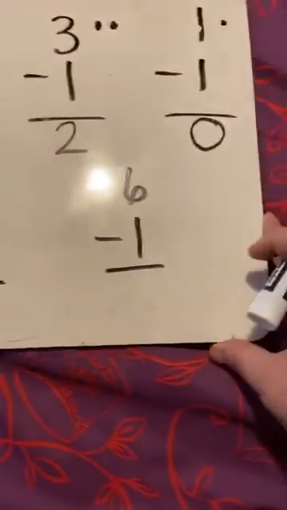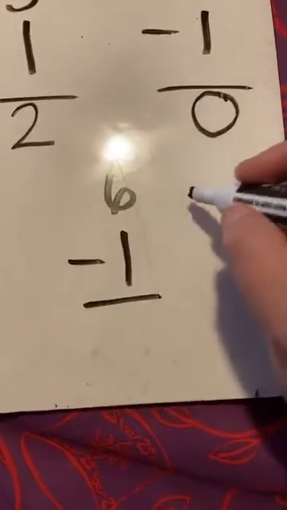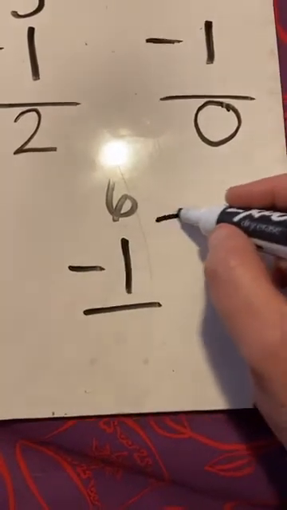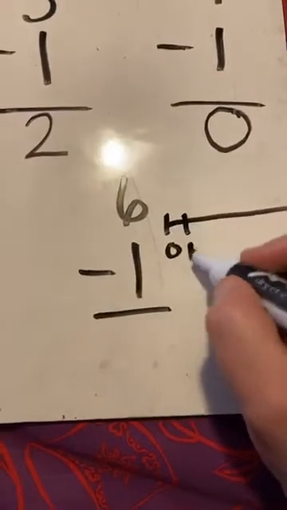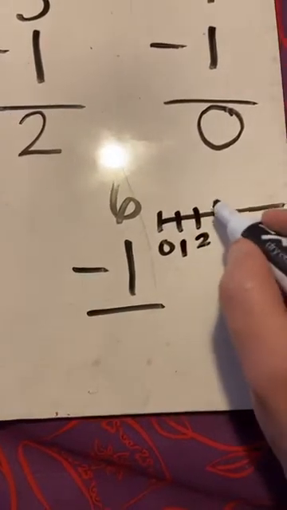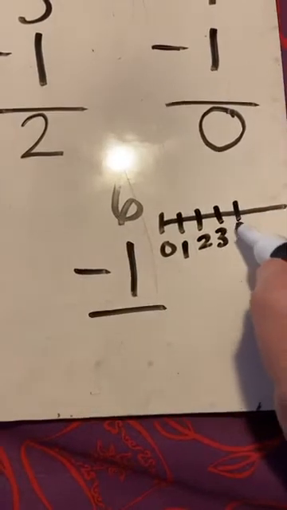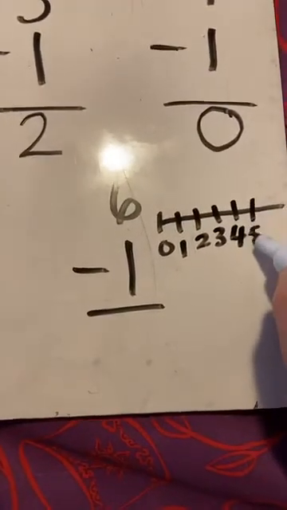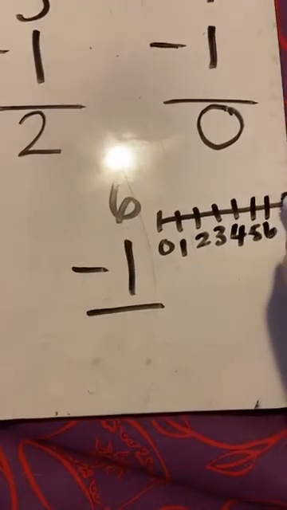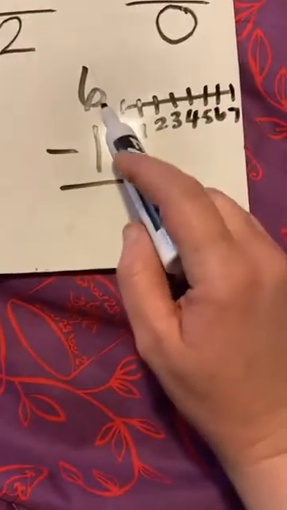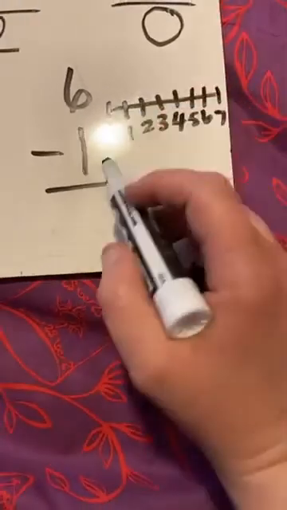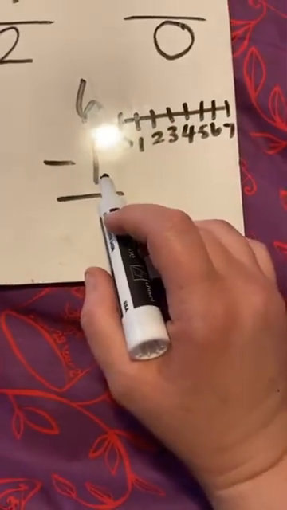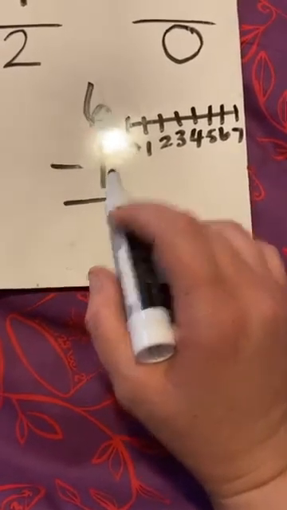Let's try a number line on this one too. Okay, so I'm going to draw my number line. Start at 0. 0, 1, 2, 3, 4, 5, 6, and 7. I'm out of room. Good thing because I need to start at what number? 6. You're right. Okay, and how many do I need to go back? Or how many do I need to take away?